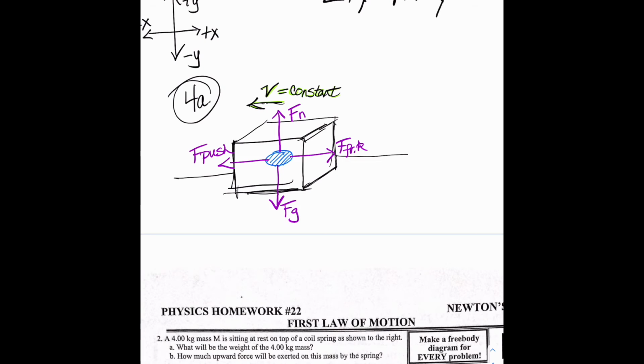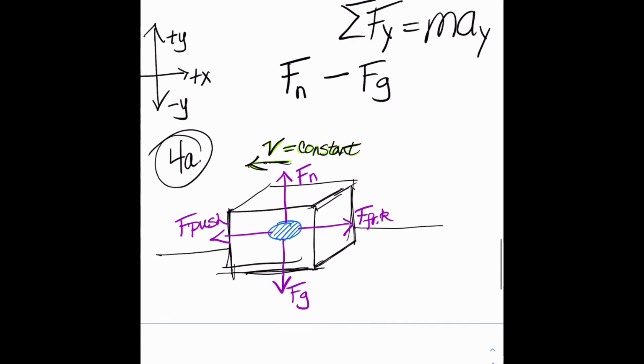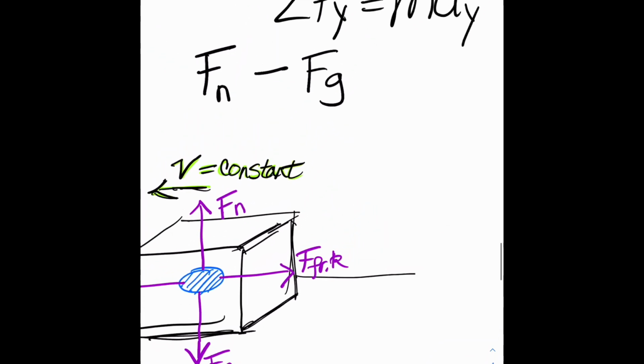Okay, so we'll go ahead and put the forces into the sigma, right? Because we're summing them or adding them. Force N is up, so it's positive. Force gravity is down, so it's negative. Friction and push don't get put in here because they're x forces, right? They point right and left. We only want vertical forces, up and down.